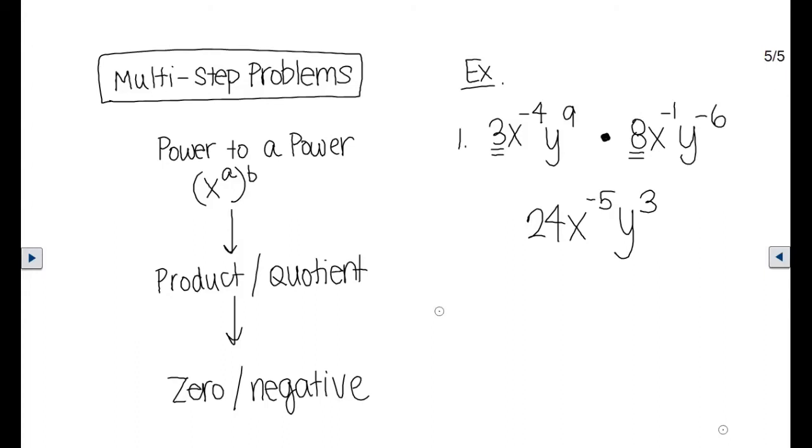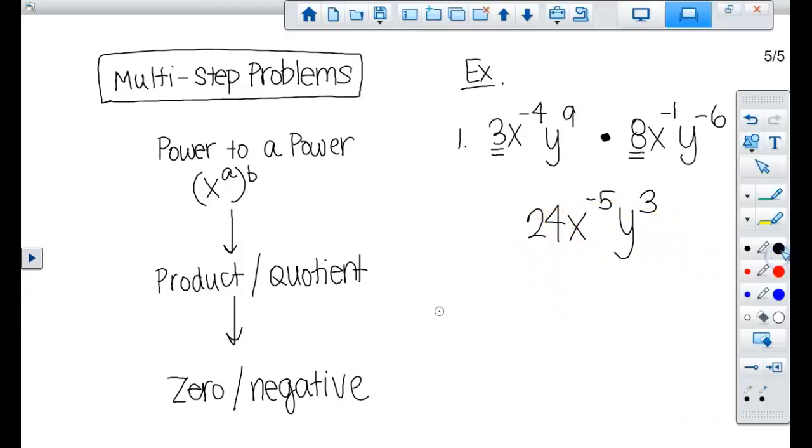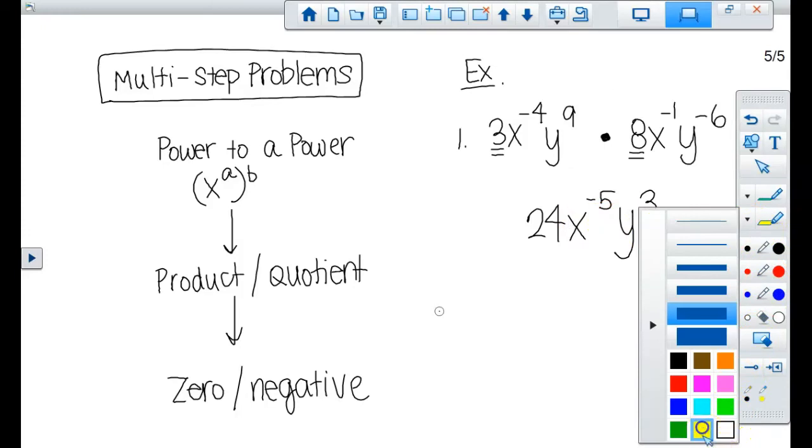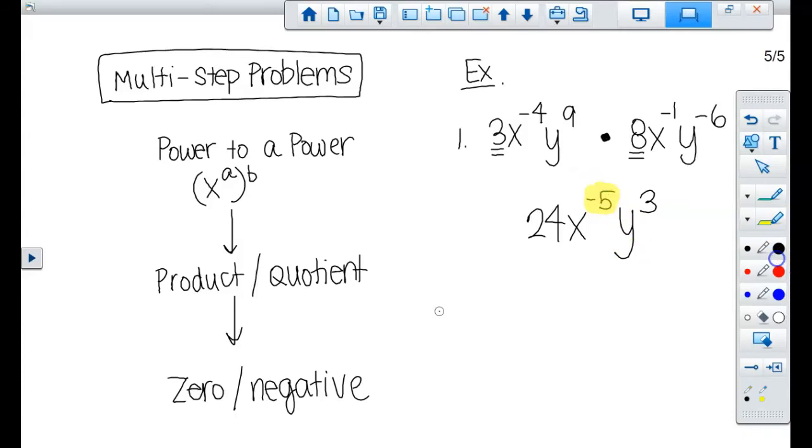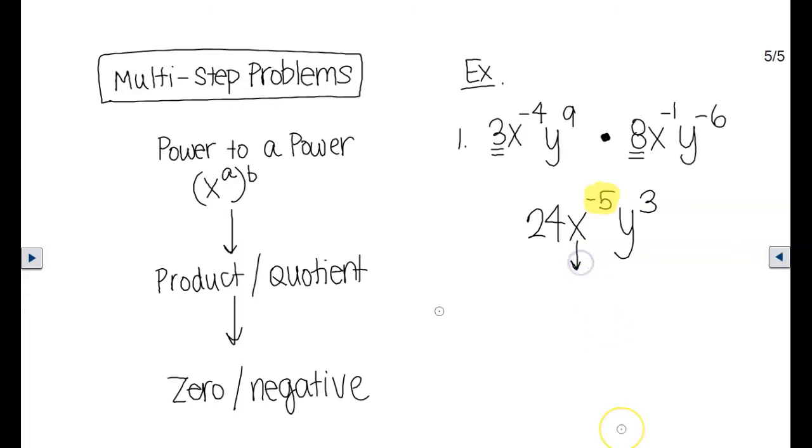Now, the last thing to do then is to look at this answer and see if I have any zero exponents or any negative exponents that need to be taken care of. You'll notice there are no zero exponents up here, but we do have a negative exponent in this problem. We do have negative 5. Now what's going to happen is that x being raised to the negative 5 power is going to cause that to drop to the bottom of the answer. So this answer is going to have a fraction bar in it.